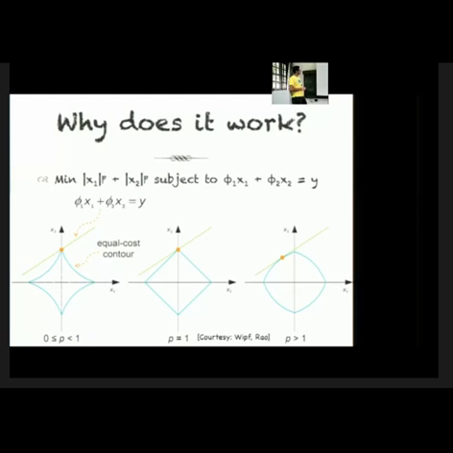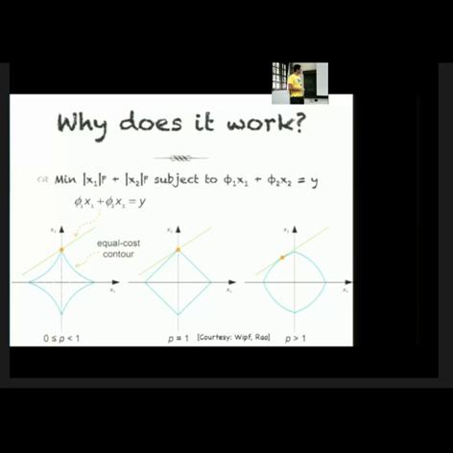Now, as p tends to 0, any non-zero number power p will essentially tend to 1. Any number power 0 is 1. By definition, 0 power 0 is 0. So if any entry is non-zero, when you take it to the power 0, you'll get 1. So in other words, if p tends to 0, this is exactly my L0 norm of x. So now let's consider a continuum. I start with a very small p and I increase p and see what problem this is solving.